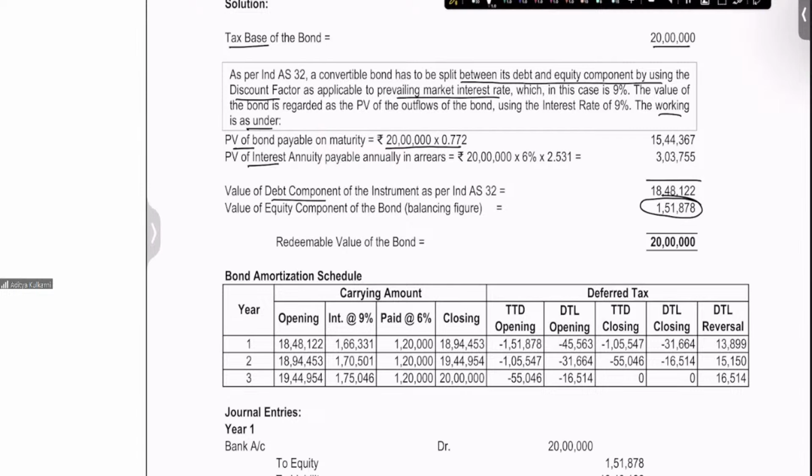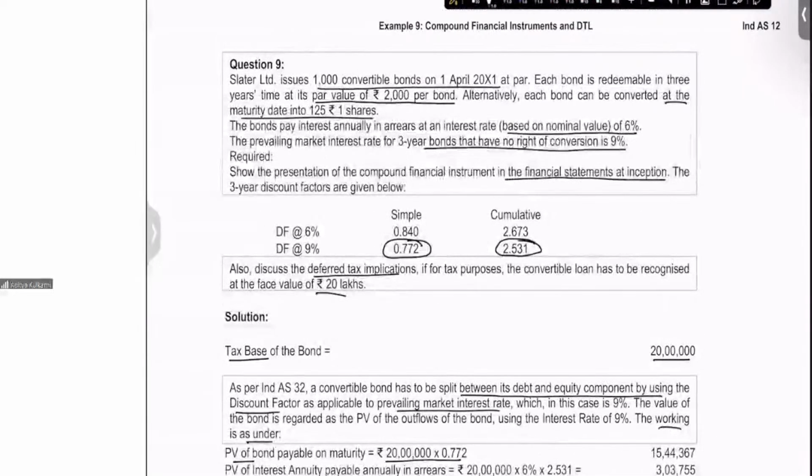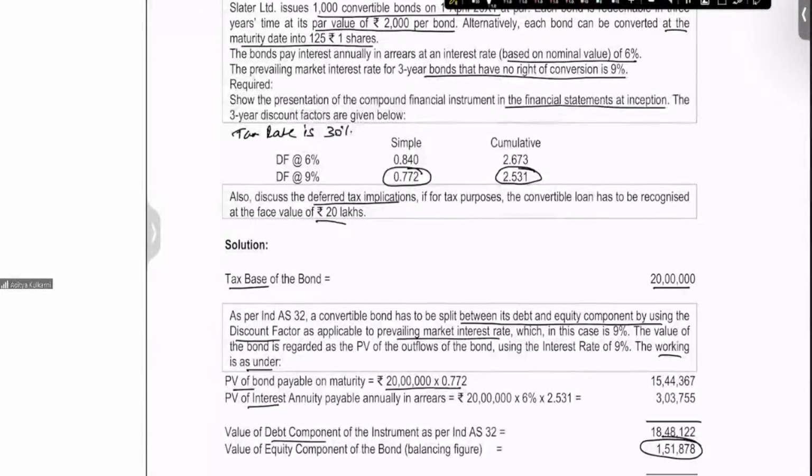Yes. Is the tax rate given anywhere? No. The tax rate is 30%.